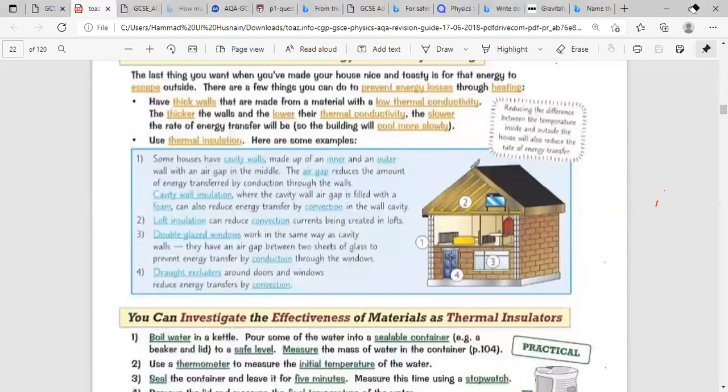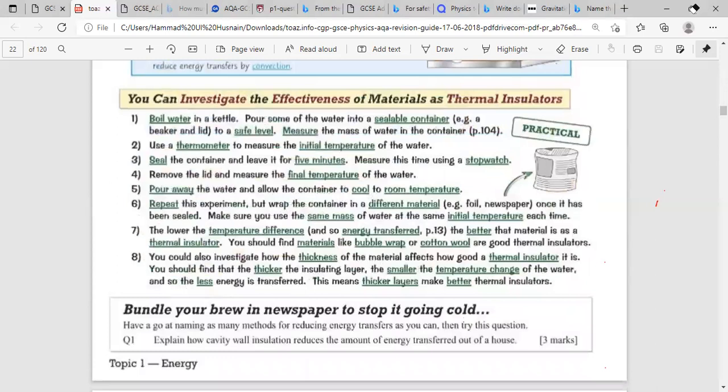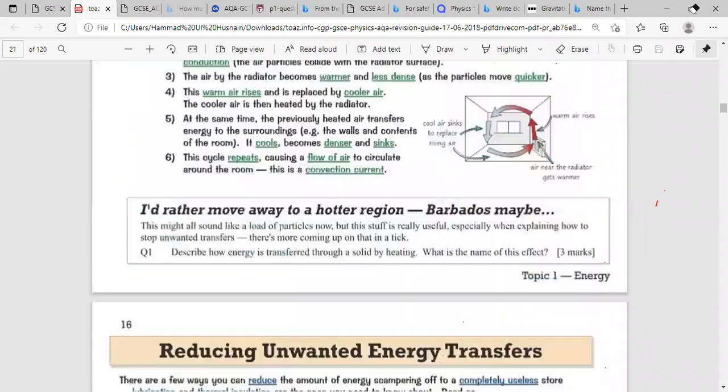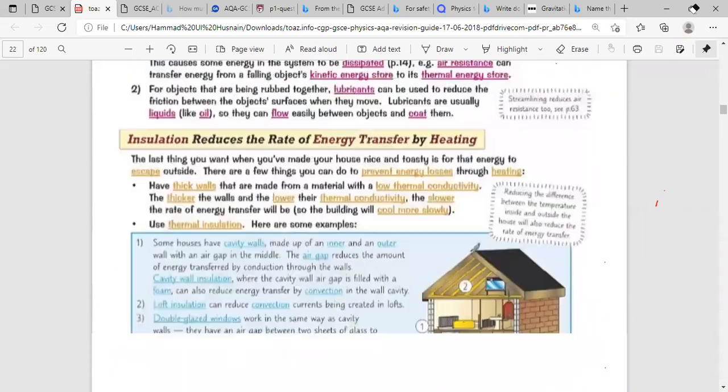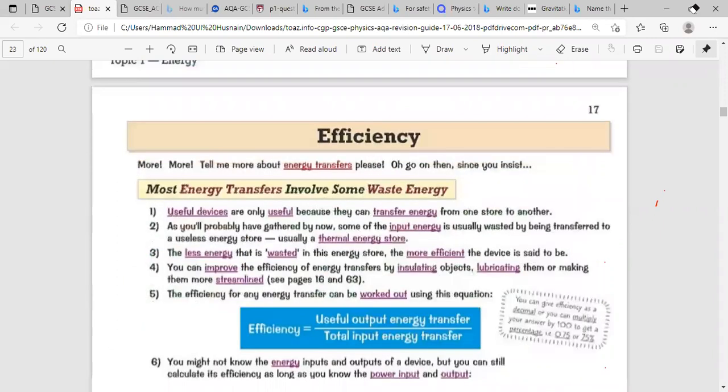Okay, so this is how we just studied that there are always energy losses, but we can reduce those energy losses. We cannot completely eliminate them, but we can reduce them. And how can we reduce those losses? We have studied two ways of reducing energy losses: the first one was through lubrication and the other was through insulation. So this is how things happen, right?